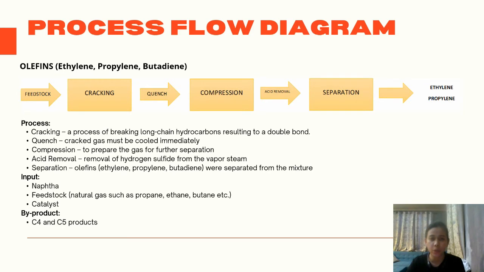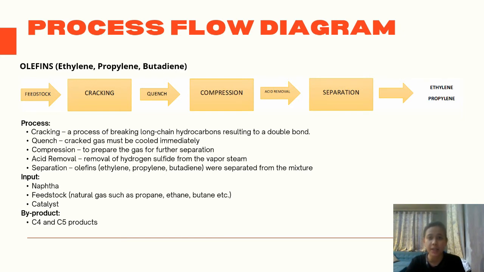In here, we are going to discuss the process flow diagram of the petrochemical industry. Let's first start with the basic petrochemicals, which serve as the basis for many products of this industry, which will be further discussed in the next video. Let's start with olefins, including ethylene, propylene, and butadiene. The process begins with the cracking of the feedstock, which includes naphtha and natural gas, such as propane, ethane, and butane, forming ethylene and propylene.